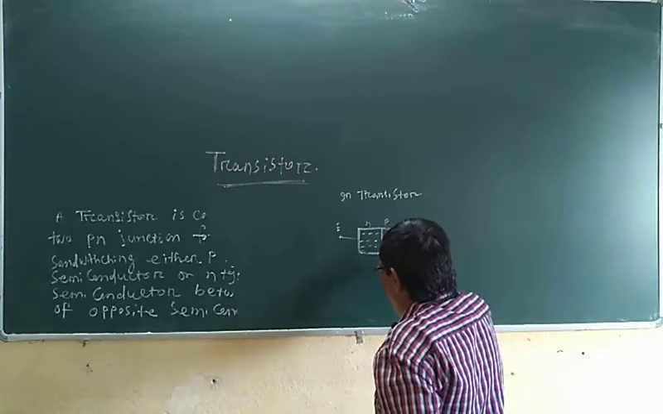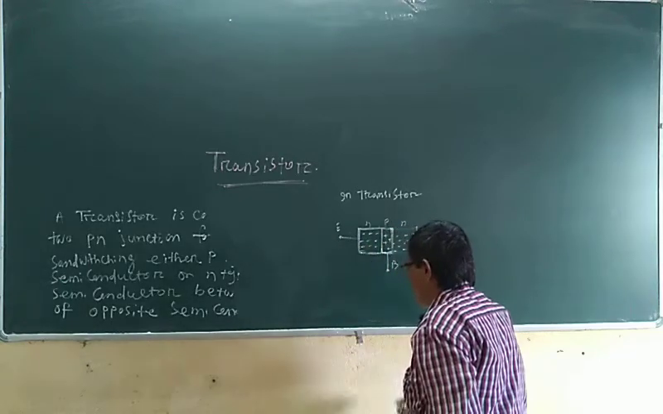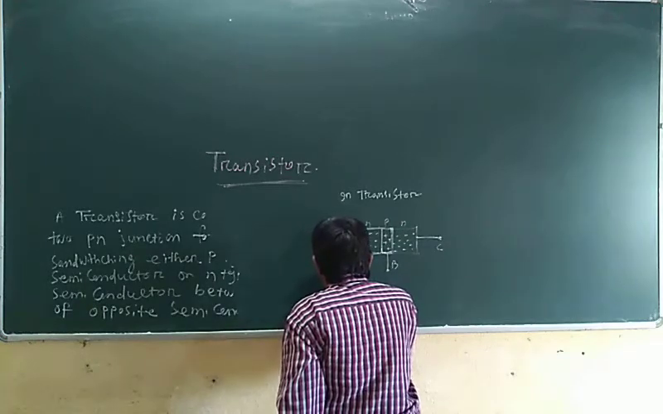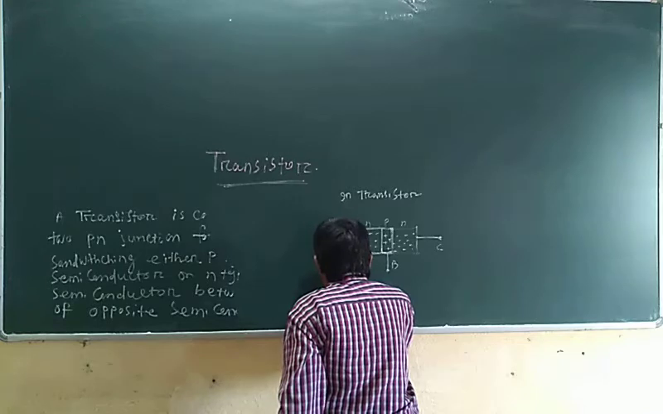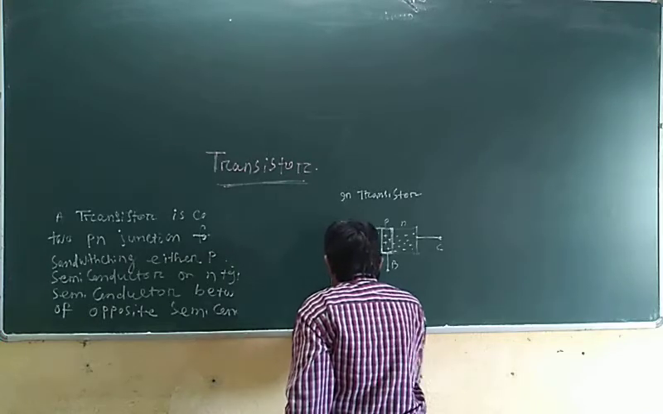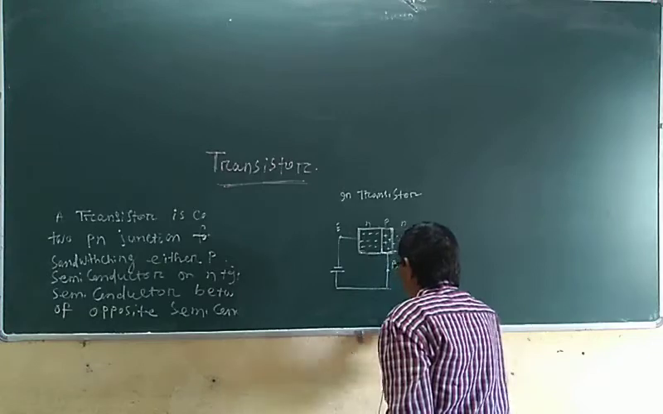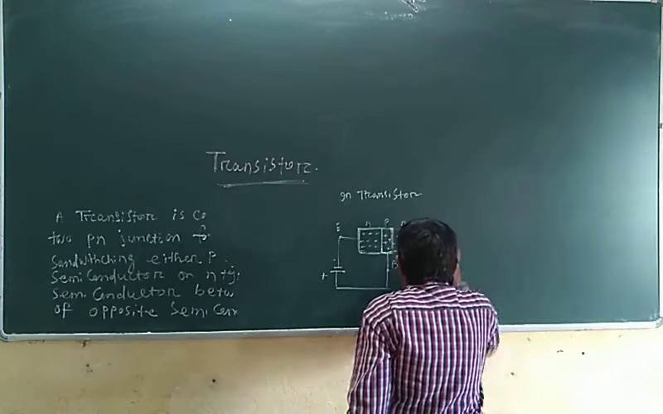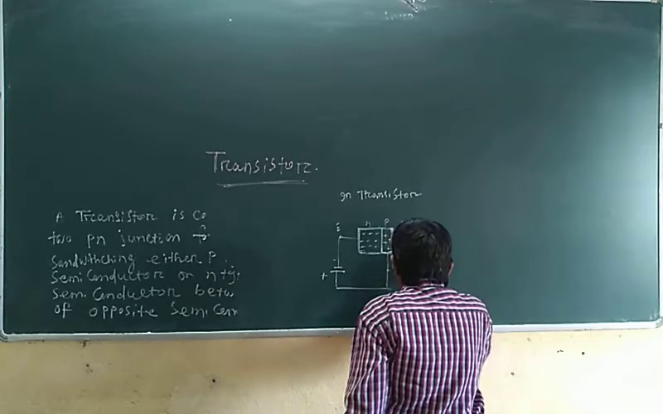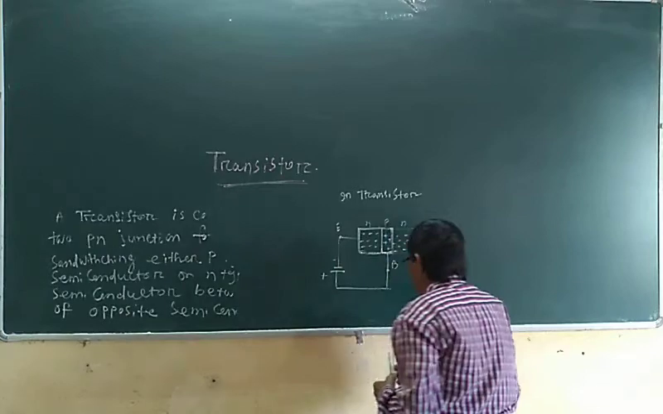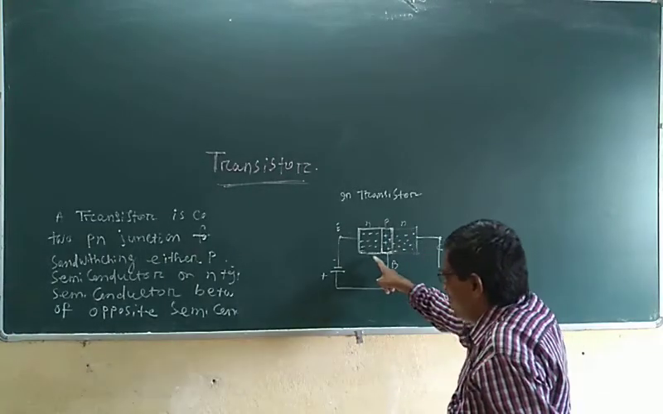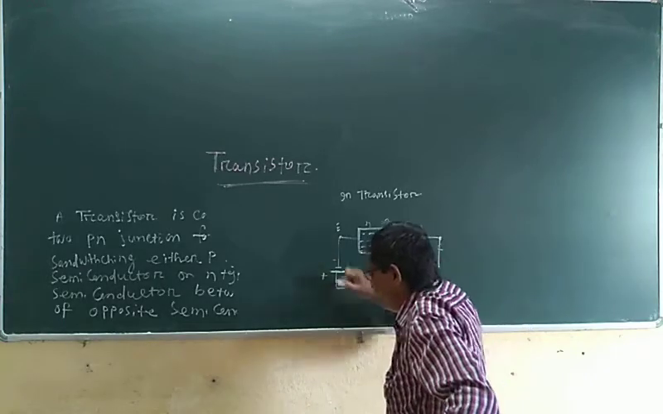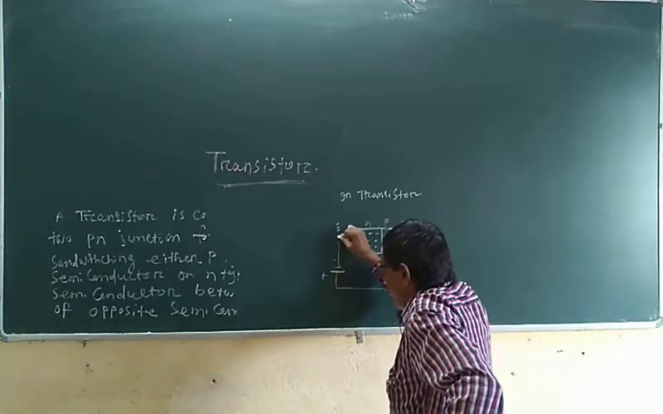Now N and P are connected in forward bias. A battery is connected here, with its negative and positive terminals connected. This is the positive and negative, and here this is the collector point. Now in any transistor the emitter-base junction is always forward biased. Here we see the negative terminal is connected to the N material.